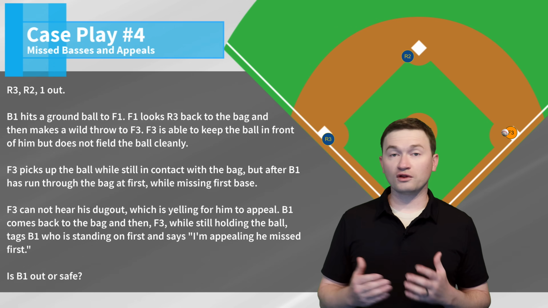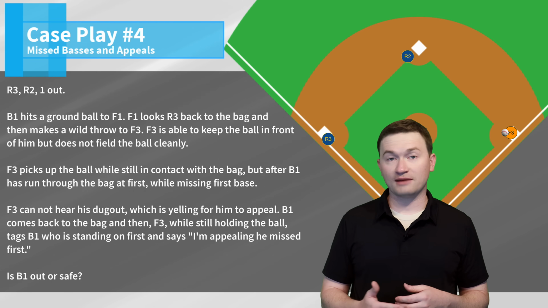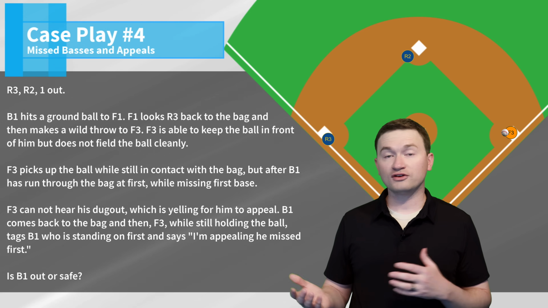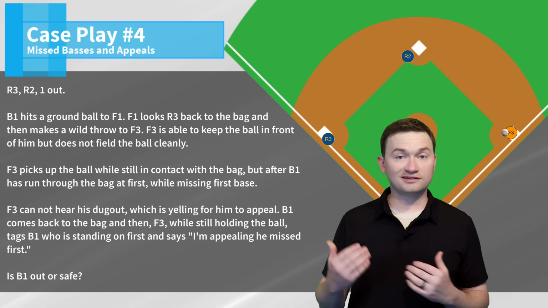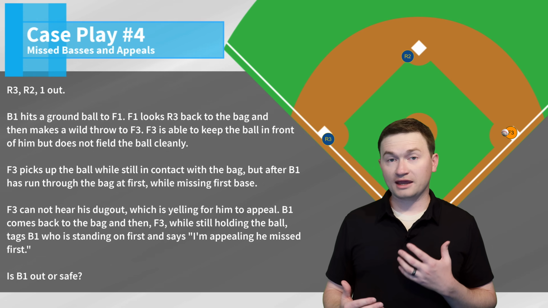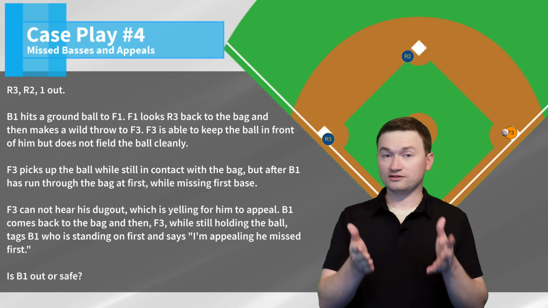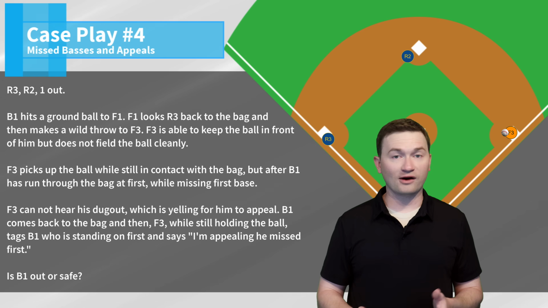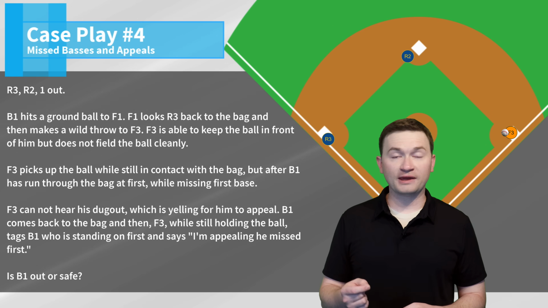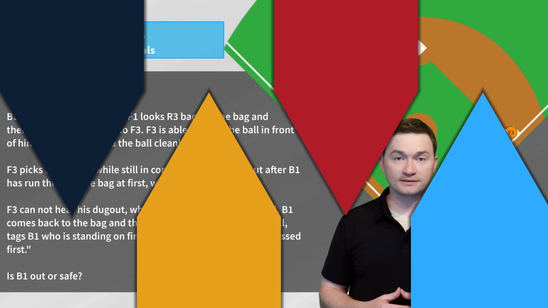You have to remember that the last time by principle says that so long as they touch the bag the last time they go by it, then everything else is ignored. And since B1 has now come back to the bag and is standing on it, when they make an appeal that B1 missed the bag, well, B1 didn't because they're standing in contact with it right now. For the defense to have made this appeal, they would have had to do so before the batter runner got back to the bag. Play 5.